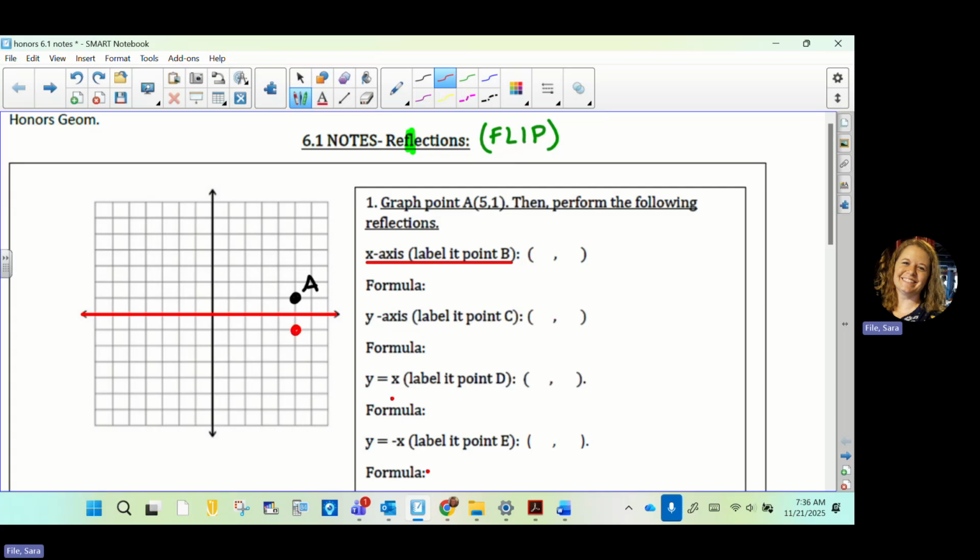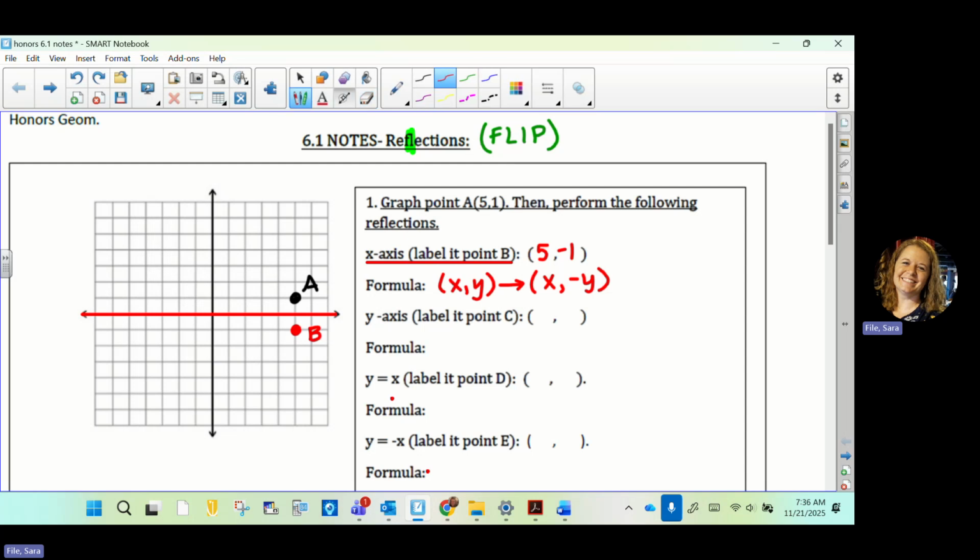So the reflection across the x-axis, which it says to label point B, would be here. Notice that would also be an x value of 5, but now it would be -1 instead of 1. So what's happening when you flip across the x-axis, you take your (x, y) value, x stays the same, and notice the y went from 1 to -1. So you are changing the sign of y. That's the rule or the formula for reflecting across the x-axis.